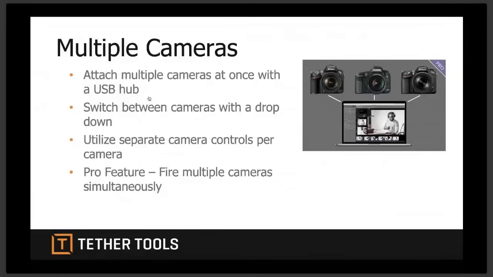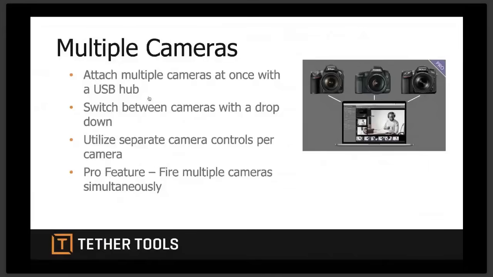A lot of people ask, well, how do you hook up multiple cameras? Well, you do need multiple USB ports or a USB hub, and each one would be wired into your computer. Then you can switch between cameras just using a drop-down. So every camera that's connected to your computer will be recognized by Smart Shooter, and then you can just choose from the drop-down which camera you want to control.